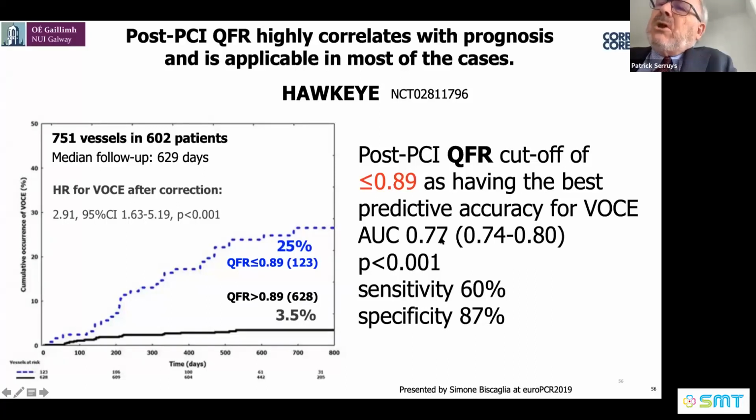Now, to pick up that cutoff of 0.89, which is somewhat familiar to us, this is also what had the best predictive accuracy for this vessel-oriented composite endpoint. The area under the curve was 0.77, with a sensitivity and a specificity which are acceptable. Next.